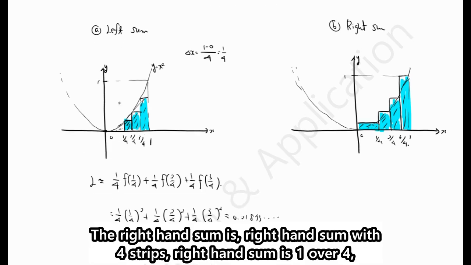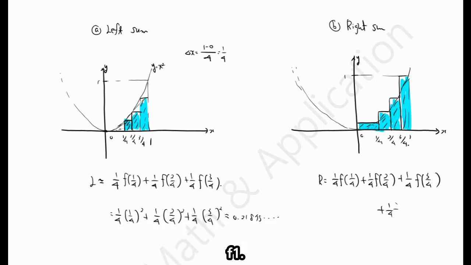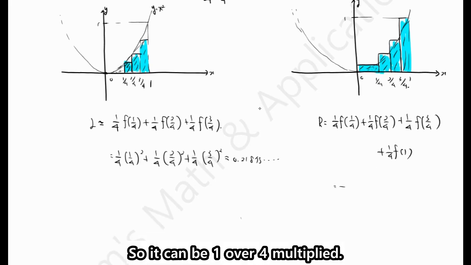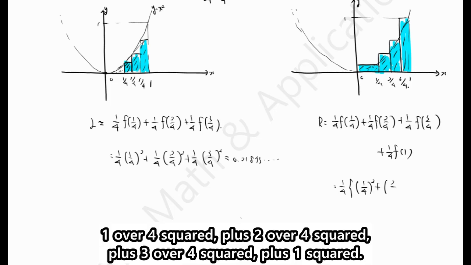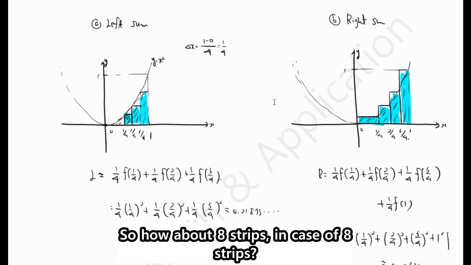The right hand sum with 4 strips is 1 over 4 f(1/4) plus 1 over 4 f(2/4) plus 1 over 4 f(3/4) plus 1 over 4 f(1). So it can be 1 over 4 multiply 1 over 4 squared plus 2 over 4 squared plus 3 over 4 squared plus 1 squared. It can be 0.46375. So how about 8 strips?